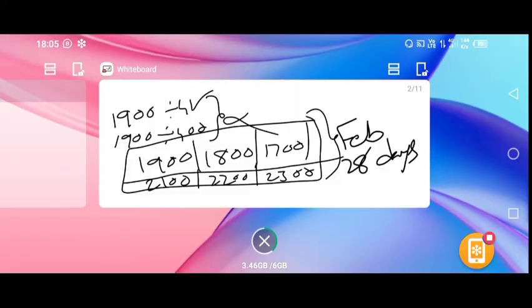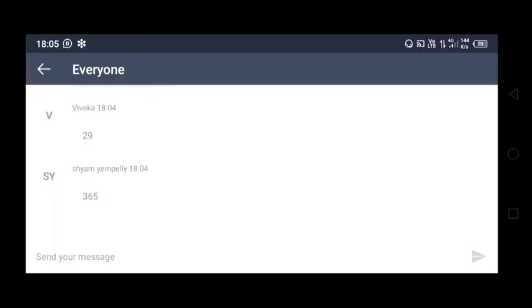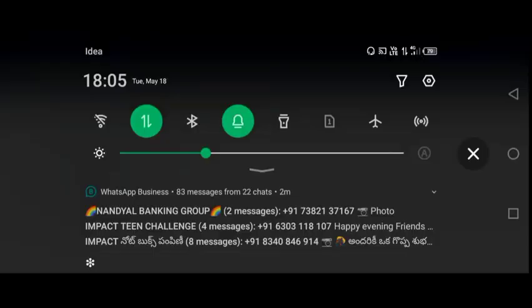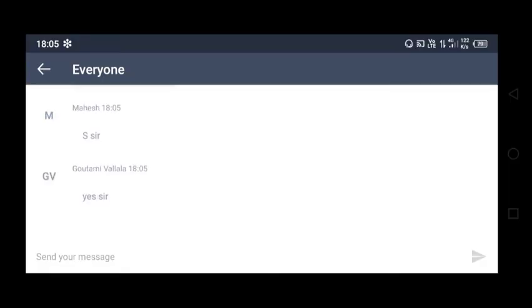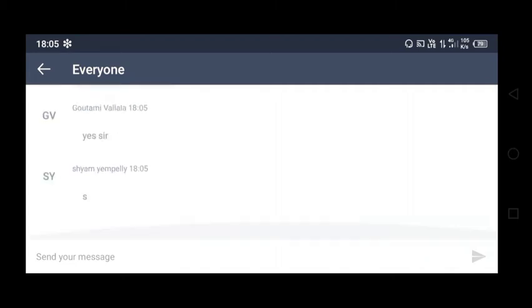365 days, week 29. Is it clear for all? All of you understand what is a leap year, what is not a leap year? How to find if it is a leap year or not? Is it clear? Yes, Gautami, Mahesh, okay. Neeraj, yes. Bharat, yes. Sham, Srinija, yes.